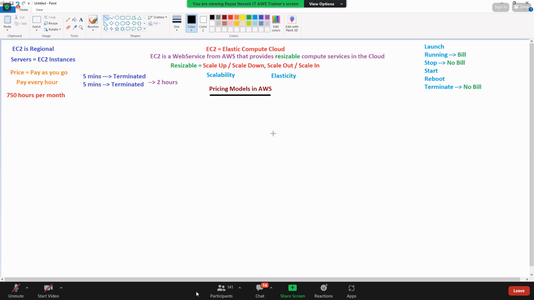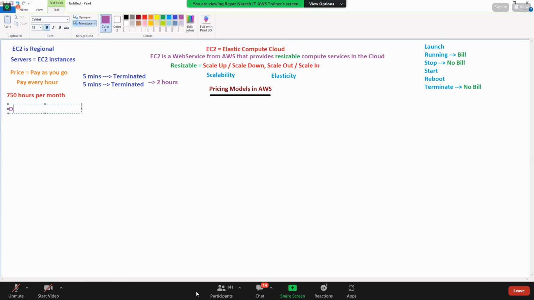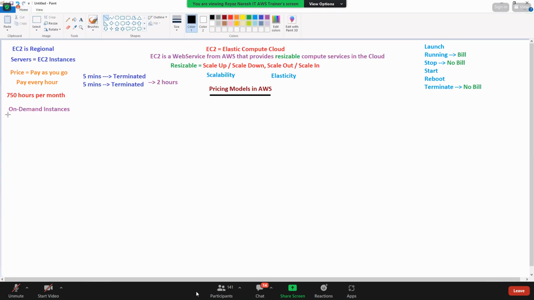The first one: in Pani Puri also, the first customer is there, no? If he has a mood to eat Pani Puri, he goes, eats, pays and leaves. Any discounts? Any commitments? Any advance? Here also in AWS, you launch the EC2 instance, use it, pay AWS for how many hours you have used it, and leave. That pricing model we call on-demand instances.